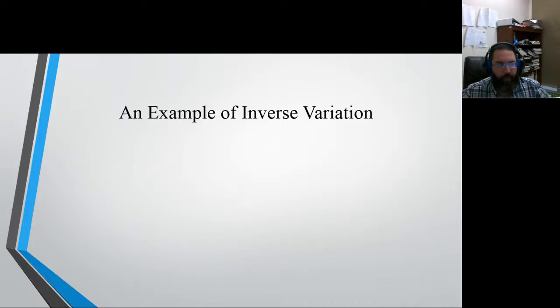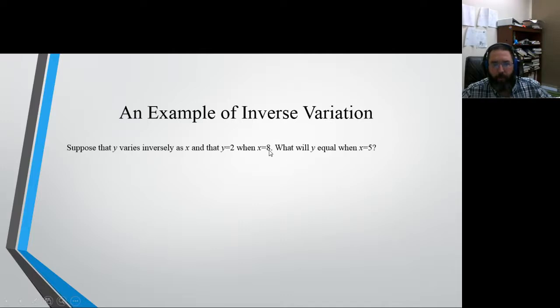All right, so let's look at an example of inverse variation. Suppose that y varies inversely as x, and that y equals 2 when x equals 8. What will y equal when x equals 5? Now, if we go by what we did before, going from 8 to 5, we're making x smaller. So since this is inverse variation, we should expect that y will get bigger. We're going to use the same exact process that we did with the previous example, except instead of using the direct variation equation format, we're going to use the inverse variation format.